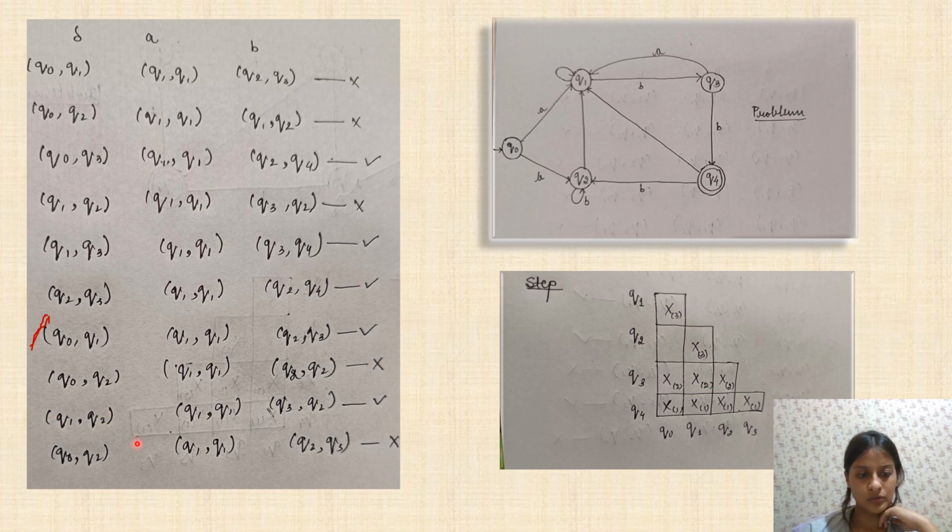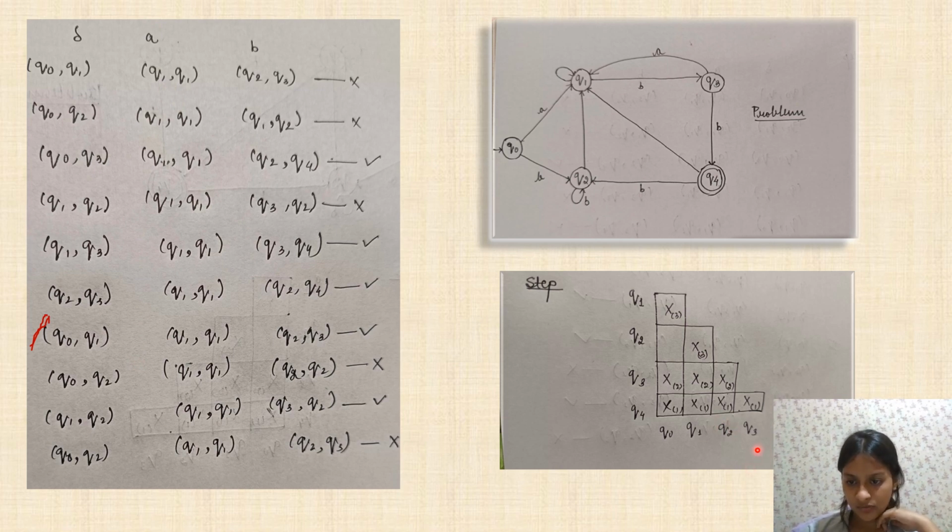Now Q1 and Q2, the next unmarked state, Q1, Q2. The states will be copied as they are, Q1, Q1, Q3, Q2. Now we need to see Q3, Q2. Is it marked? Somewhere we have marked, might be Q3, Q2 or Q2, Q3. If we are not able to check in the transition table, fine, we can go to this checkbox.